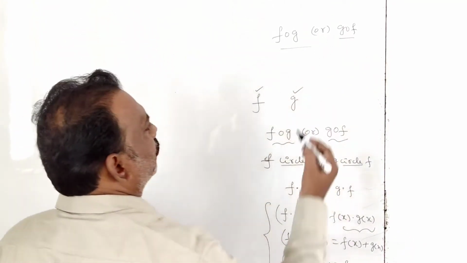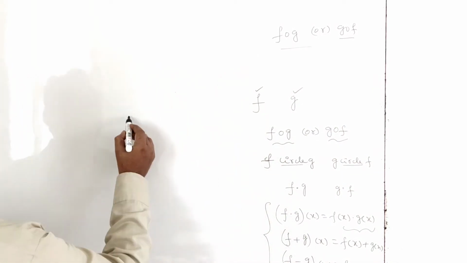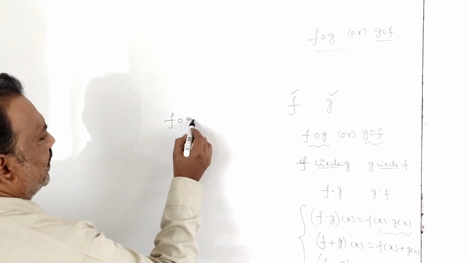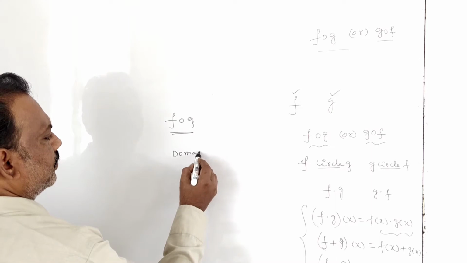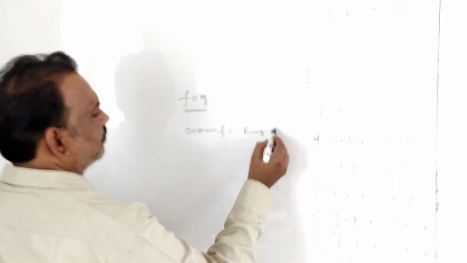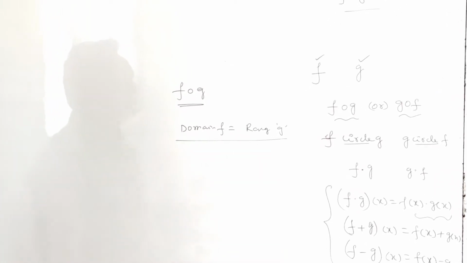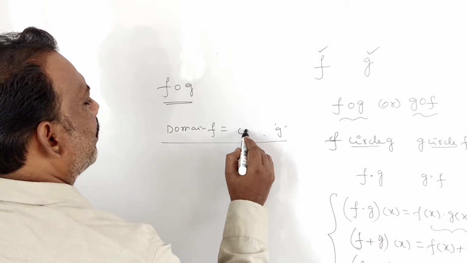For this there is a rule for when they are defined. What is the rule? Suppose you want to define f circle g, domain of f is equal to range of g. Domain of f is equal to, otherwise you can take, codomain of g.